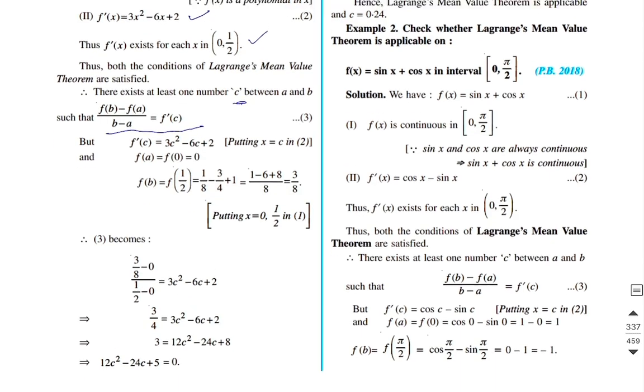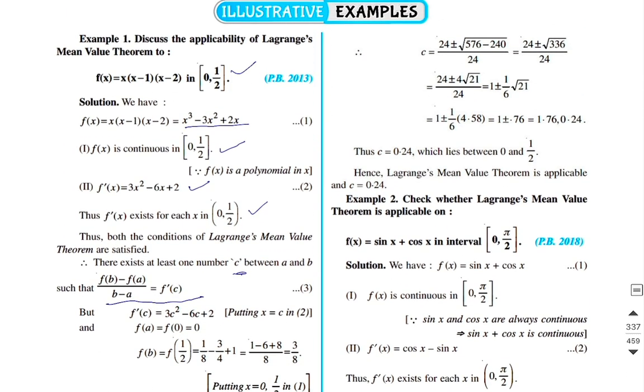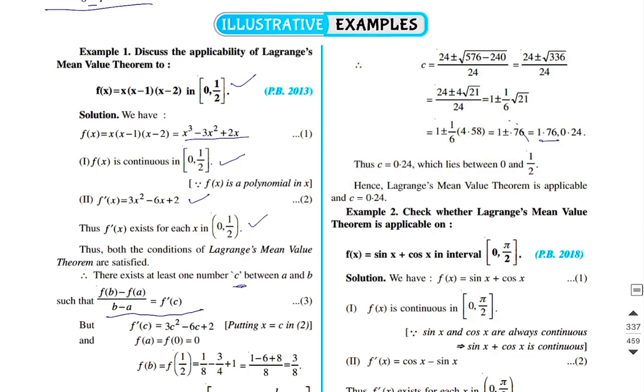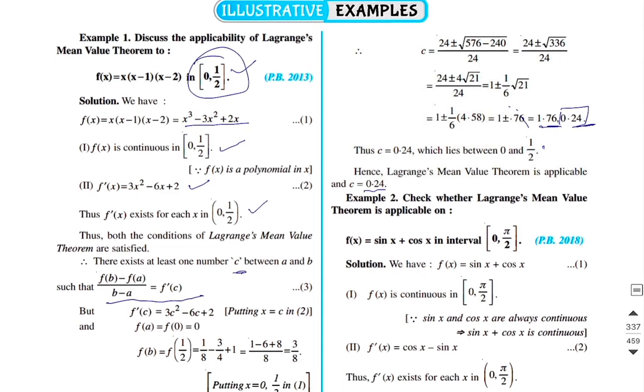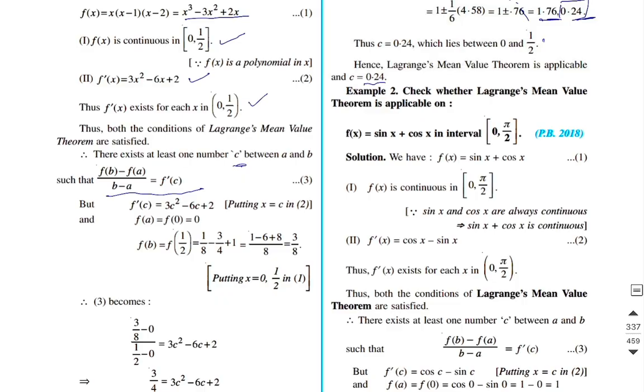So C is coming out to be there. This is a quadratic equation in C, so it will give you two values, 1.76 and 0.24. Now 1.76 does not lie in 0 to half, so you will choose 0.24. So at that point the tangent will be parallel to the line joining f(b) and f(a).